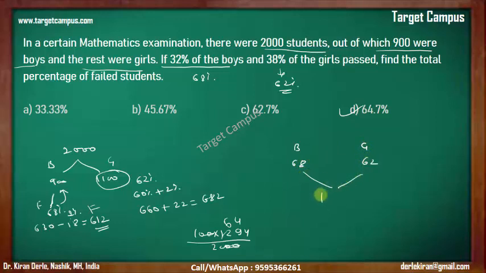And we are asked to calculate the overall fail percentage, which is not given, but the ratio of boys to girls is given. Boys are 900 and girls are 1100, so the ratio is 9:11, right? So let's say the overall average is x. Your equation would be (68 minus x) upon (x minus 62) equal to 11 by 9. And solving this, you are going to get 64.7%.